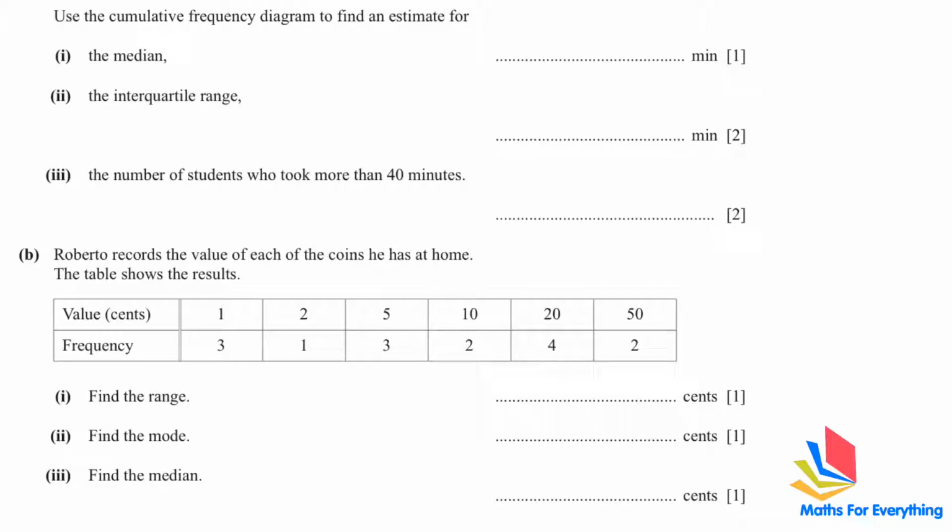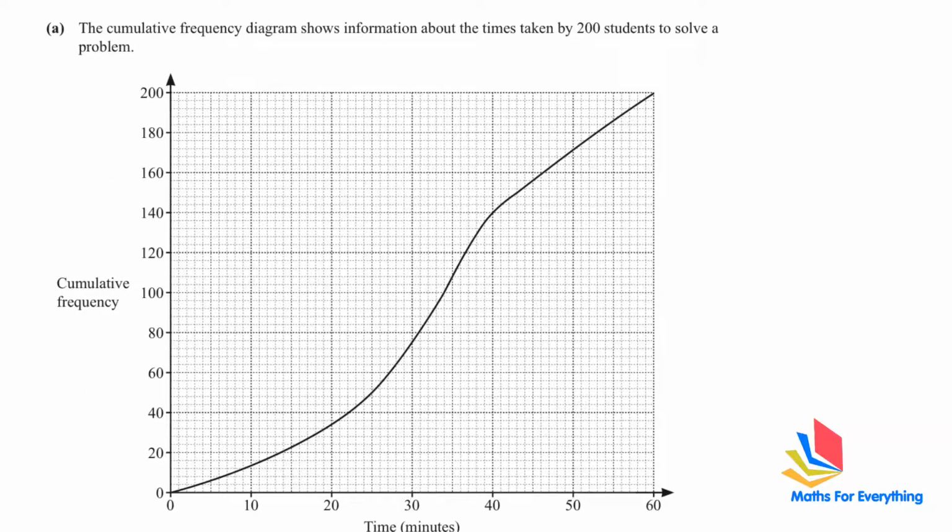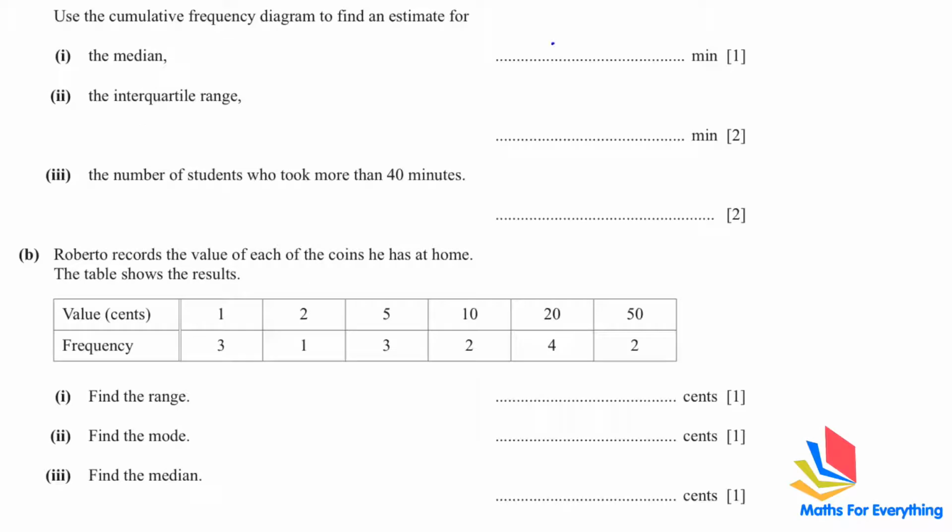To find the median, we take the frequency and divide it by 2. This will give us the cumulative frequency position. So the frequency is 200 divided by 2, 100 is here. And now we have to find the corresponding time taken. The time is here. If you draw the line, you will find it's here. It's 34. So the median is 34 minutes.